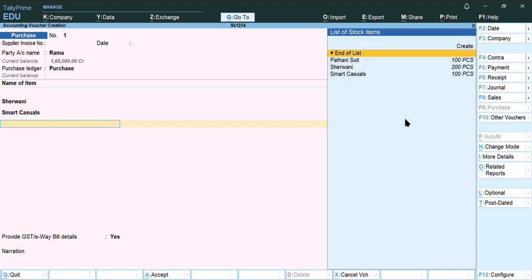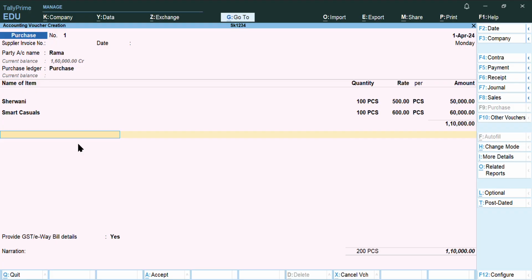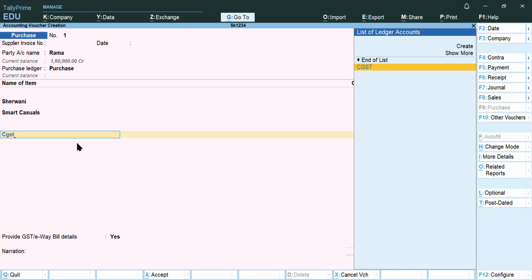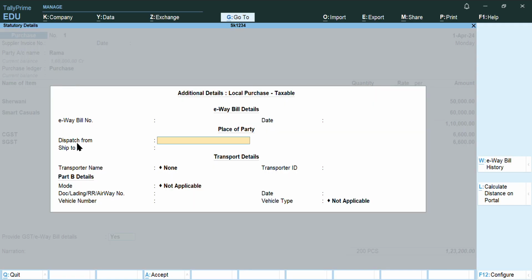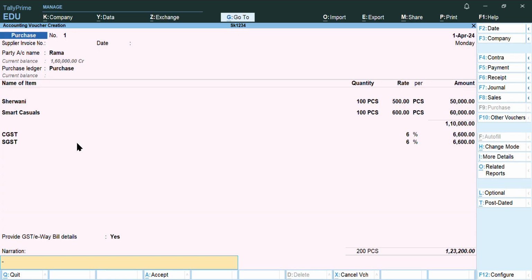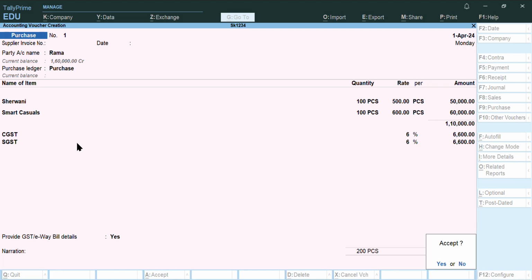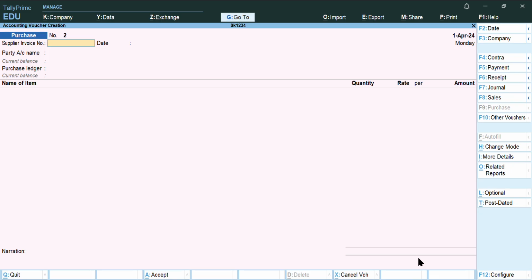Okay, so end of the list because nothing else is purchased, only two items are purchased. So we will be writing this 1,10,000. Now we are to enter taxes. So CGST 6%, 6,600, SGST 6%, so 6,600. Okay, so these are the details if you want to fill in anything. Now the entry is done. Accept it, enter. All right, so this entry is done.